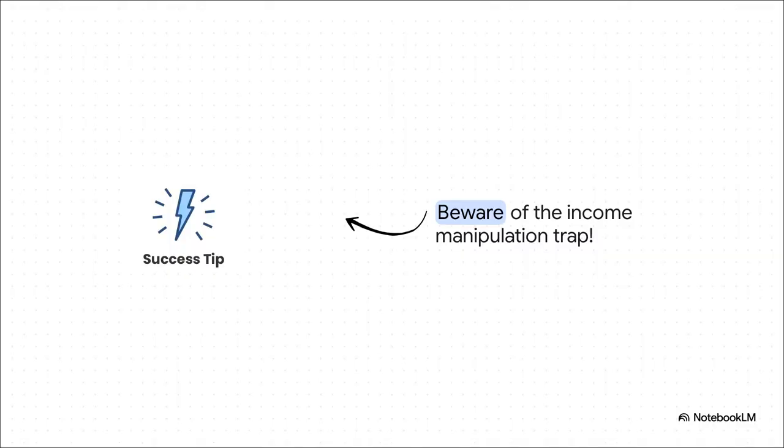Finally, I really want to warn you about a classic exam trap that plays right into the real-world consequences of these methods. It's the income manipulation trap. Examiners love to ask why a company might prefer variable costing for internal reporting. And the reason is that under absorption costing, a manager can artificially inflate operating income simply by overproducing.